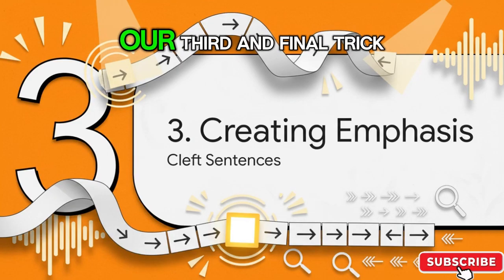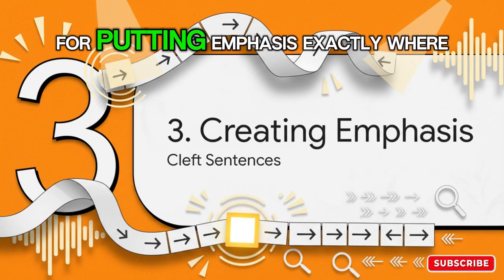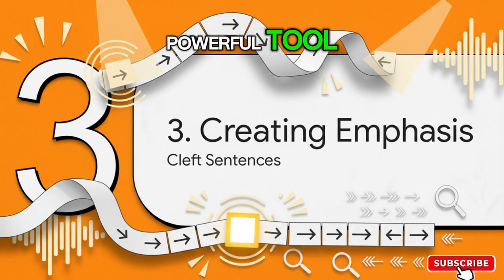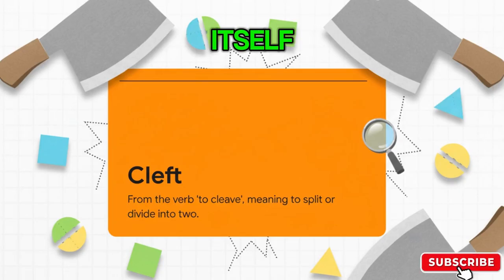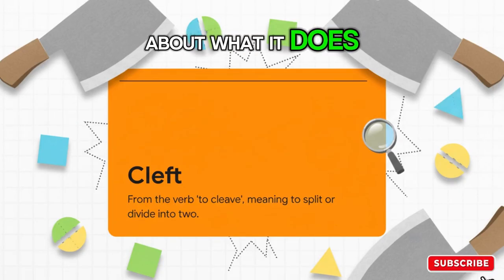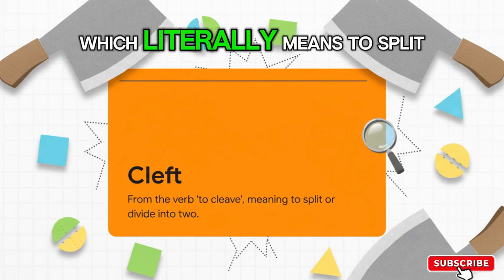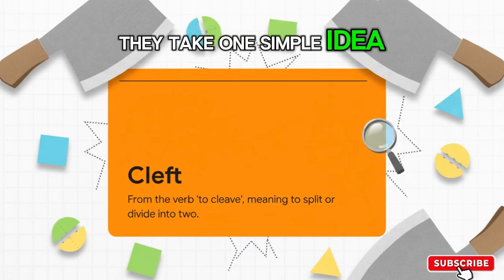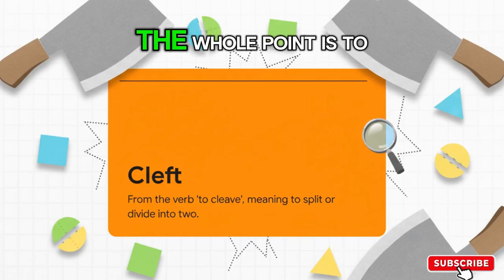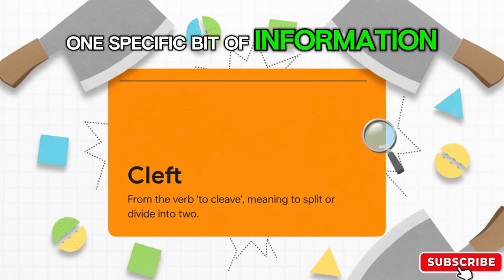All right, let's move on to our third and final trick for putting emphasis exactly where you want it. This one is an incredibly powerful tool, and it's called a cleft sentence. And you know, the name itself gives you a huge clue about what it does. Cleft comes from an old verb, to cleave, which literally means to split something in two. And that's precisely what these sentences do. They take one simple idea, split it into two parts, and the whole point is to shine a massive spotlight on one specific bit of information.